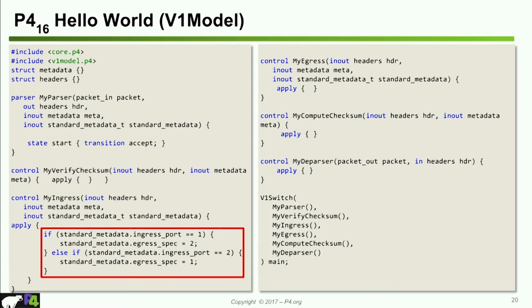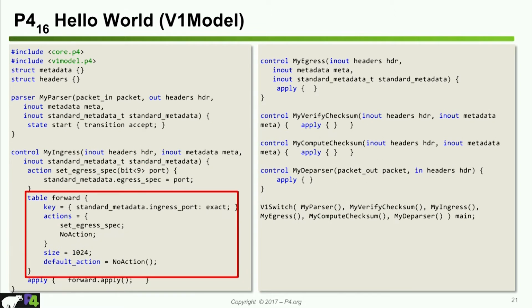So let's see how we can make this a little bit more flexible. This design achieves the exact same functionality as what we just saw, but instead of using that single if-else-if statement in the ingress control logic, it defines a single table called forward, and that forward table matches based on the ingress port, so that's the same field that we were reading previously. The actions that this table can invoke are called set_egress_spec as well as no_action.